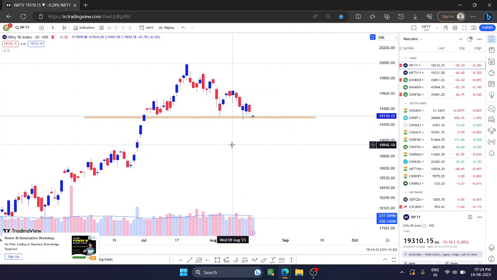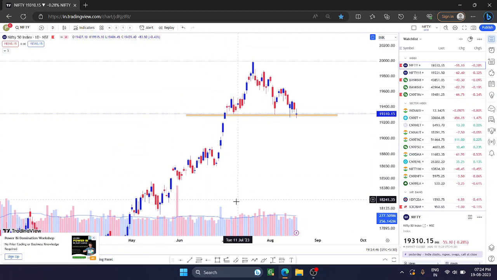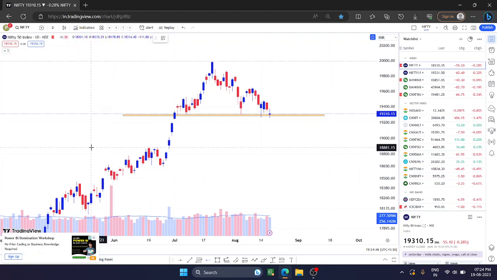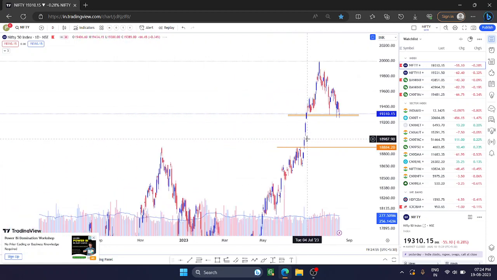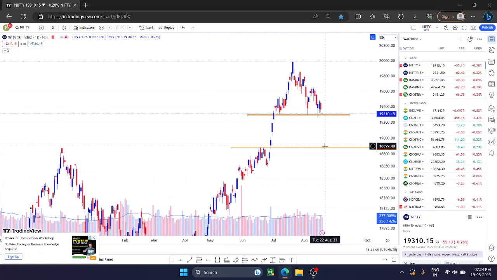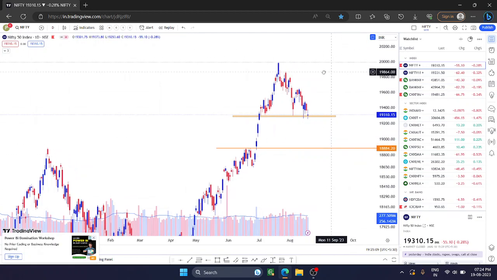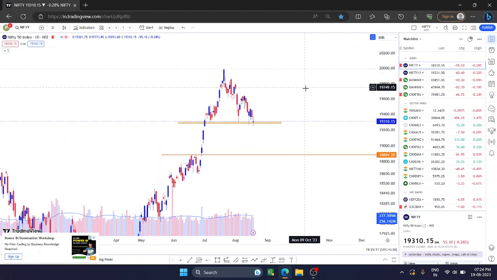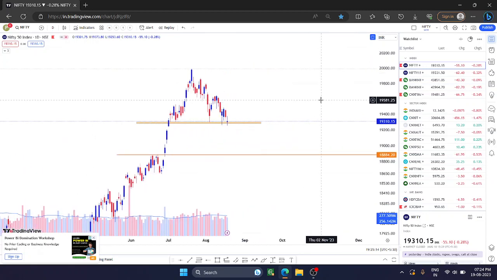If it breaks that level, the 19,250 to 19,300 range, and gives a breakdown, then of course our next target for the upcoming weeks will be 19,000 to 18,880, somewhere around here. The market will come here and retest that level. Of course it will be good, whenever the market comes in this range, it will follow the technical pattern, retest that range, and then it can continue its move. So let's see what happens now.